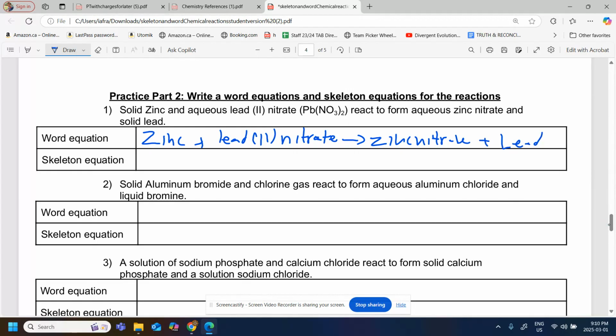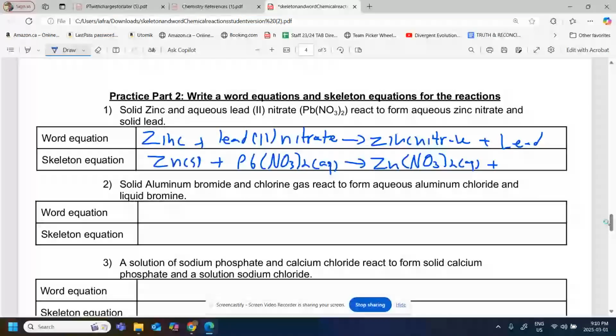We can write a skeleton equation. So we have zinc in its solid state reacting with lead 2 nitrate solution, so Pb(NO3)2, and that was simply done by crisscross. It's solution, so it's aqueous. It's going to form zinc nitrate. With crisscross, you get Zn(NO3)2, aqueous, and then some solid lead, so that's simply Pb with a solid there. And that's our skeleton equation.